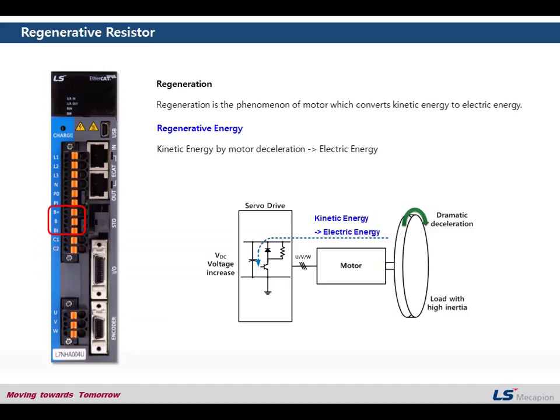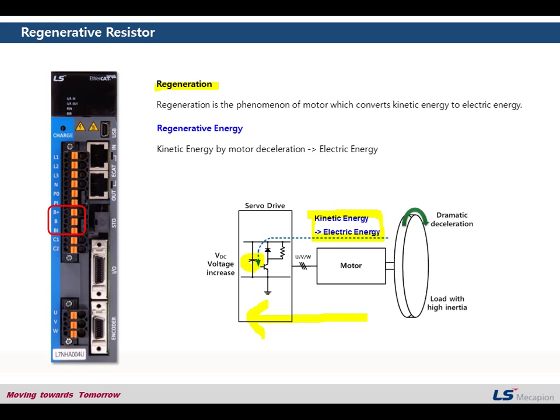So, what is regeneration? This is the phenomenon of a motor which converts kinetic energy to electric energy. Consequently, the regenerative energy is the electric energy that is generated by deceleration of motor. And this energy flows from motor to drive. This power will be transmitted into capacitance in drive, and it results in rising voltage.